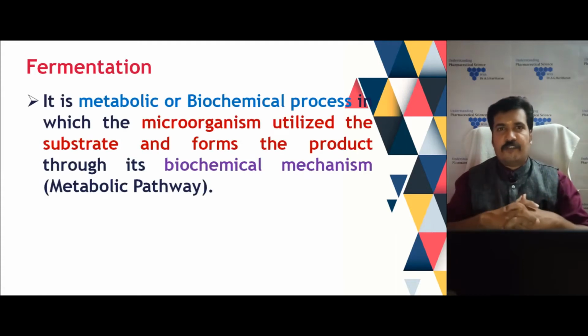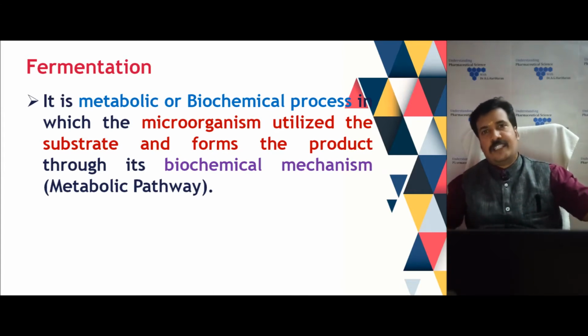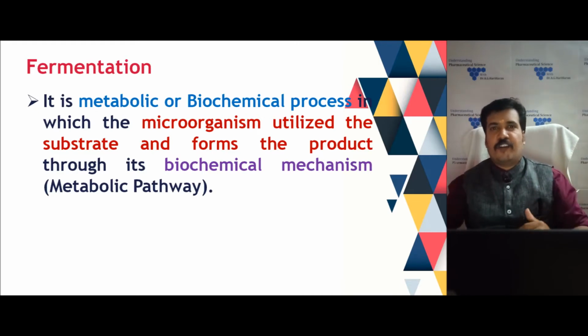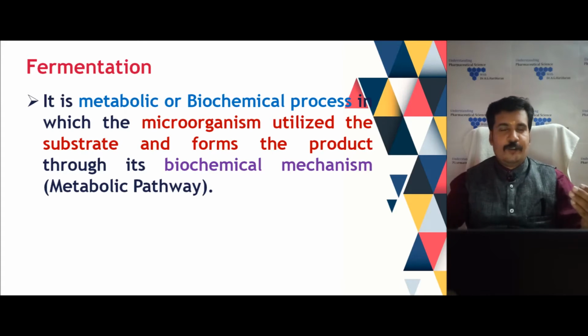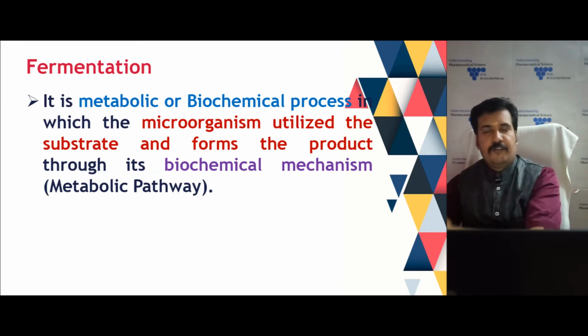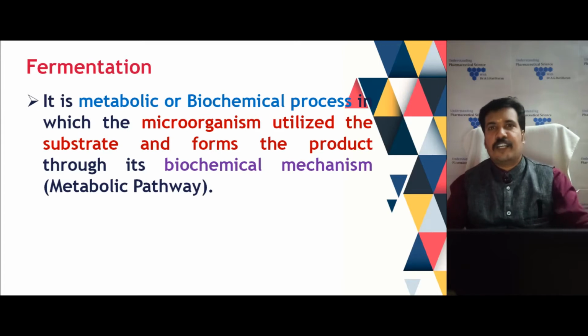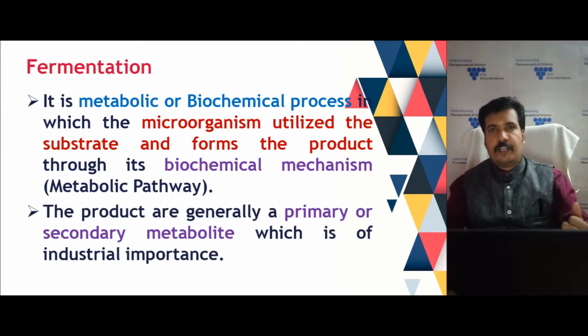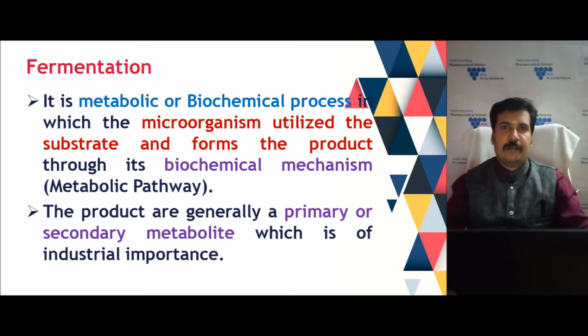As everybody knows, fermentation is a metabolic or biochemical process in which the microorganism utilizes the substrate present in the media, and through its biochemical pathway it forms a product which is of pharmaceutical or industrial importance. For example, the yeast Saccharomyces cerevisiae will take up glucose under anaerobic condition. Through its biochemical pathway, the glycolytic pathway, it forms ethanol as a metabolite, which is of industrial importance. Like that, in any fermentation process, we can get two types of products: either a primary metabolite or a secondary metabolite. Primary metabolites, for example, are glutamic acid or ethanol, and antibiotics are secondary metabolites of pharmaceutical importance.